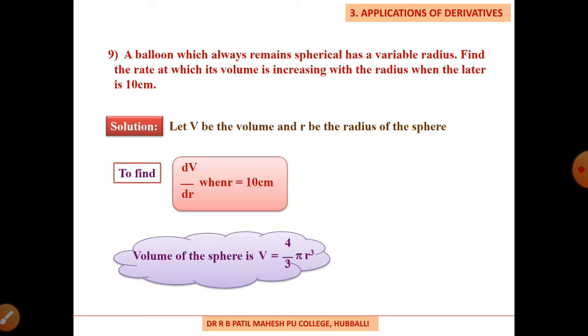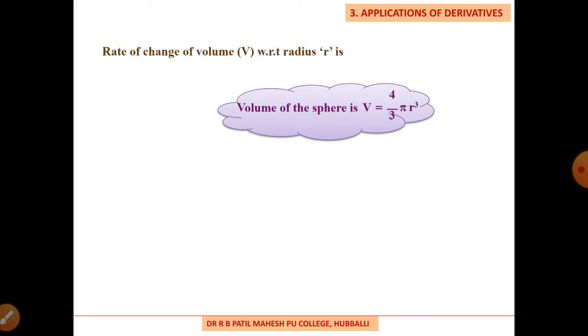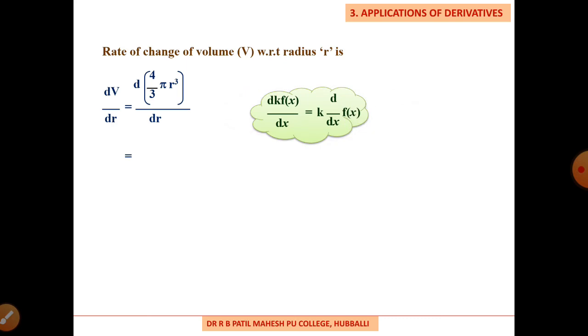So in this example, you have to apply the formula for the volume of the sphere. So the volume of the sphere is V equal to 4 by 3 pi R cube. By using this formula, you have to differentiate with respect to R. That is, the rate of change of volume with respect to R is given by dV by dr equal to the derivative of the right hand side, that is 4 by 3 pi R cube. So differentiate this term with respect to R.